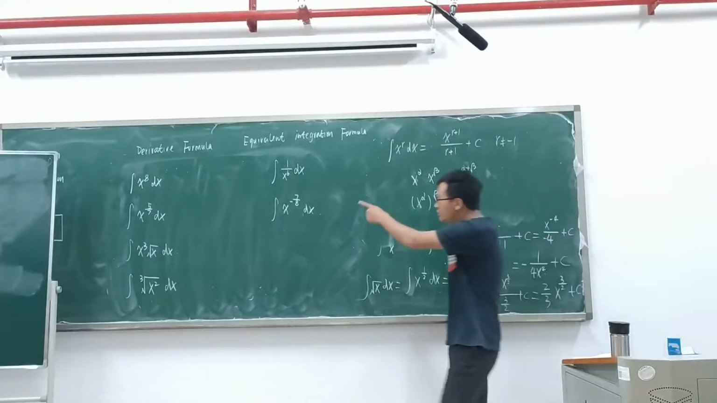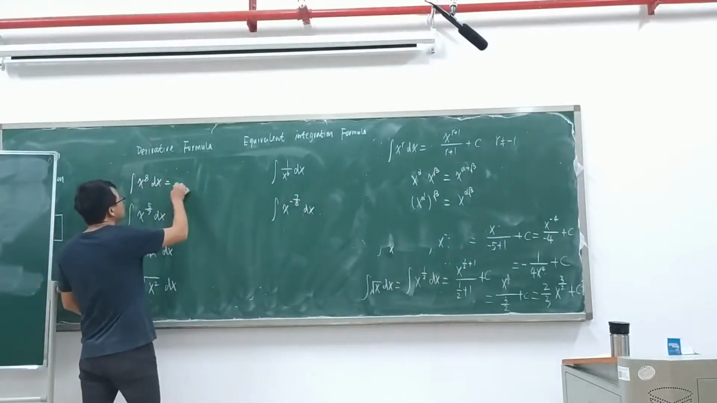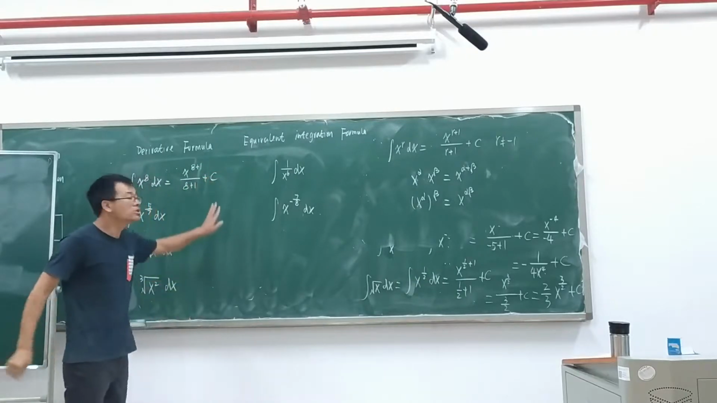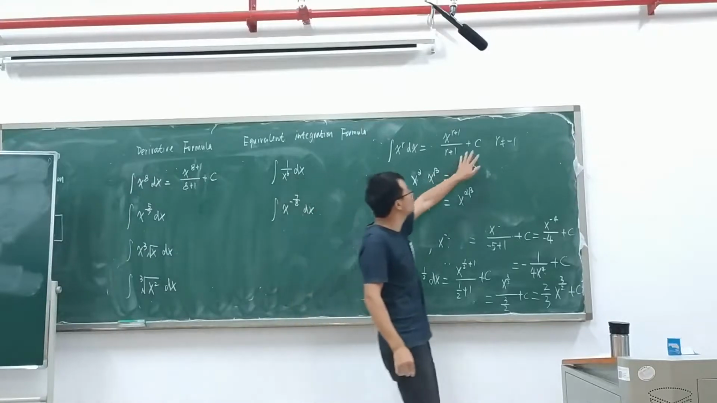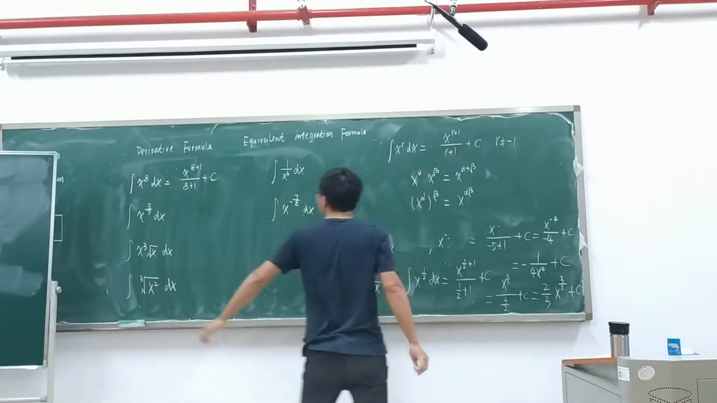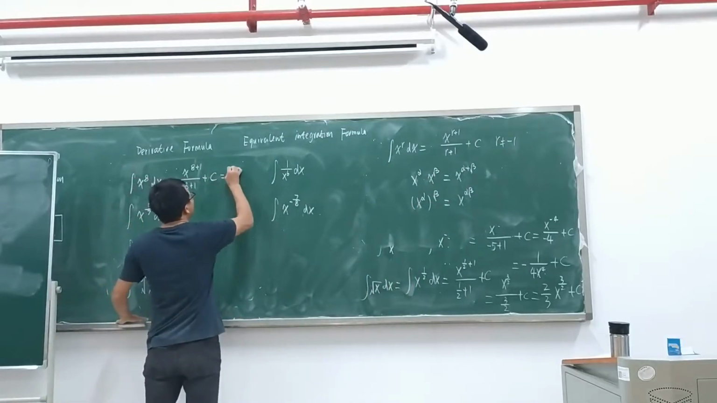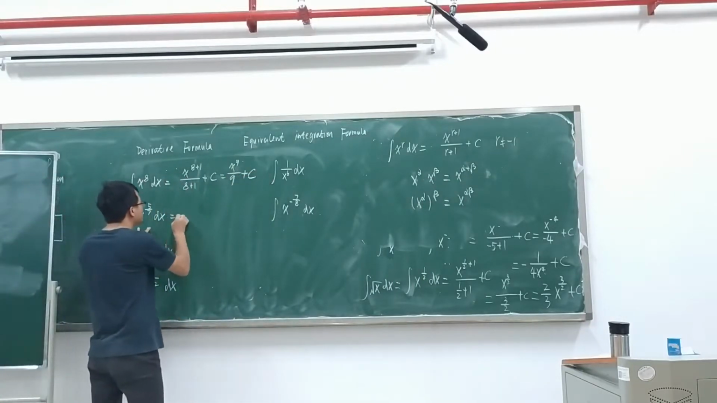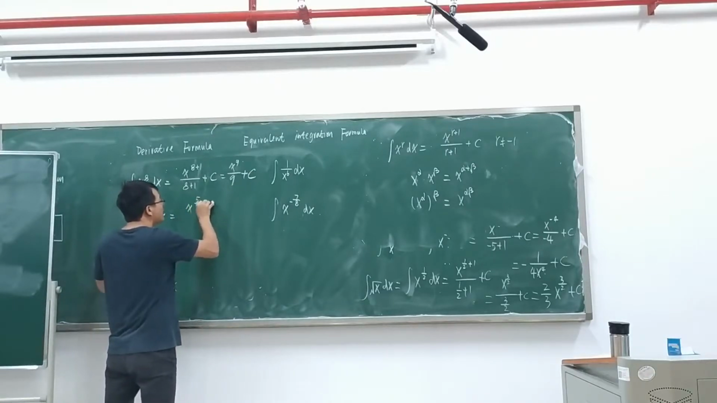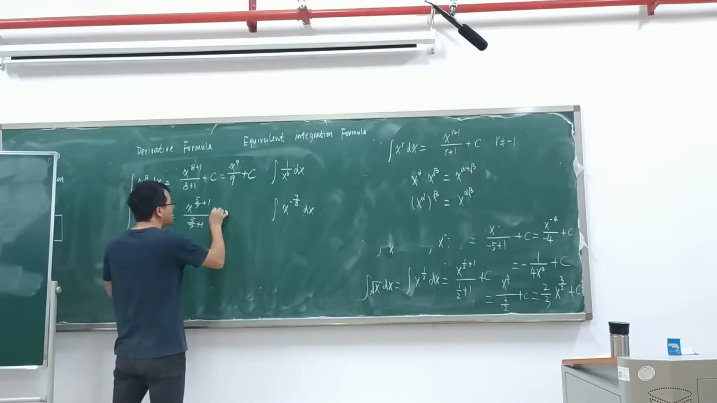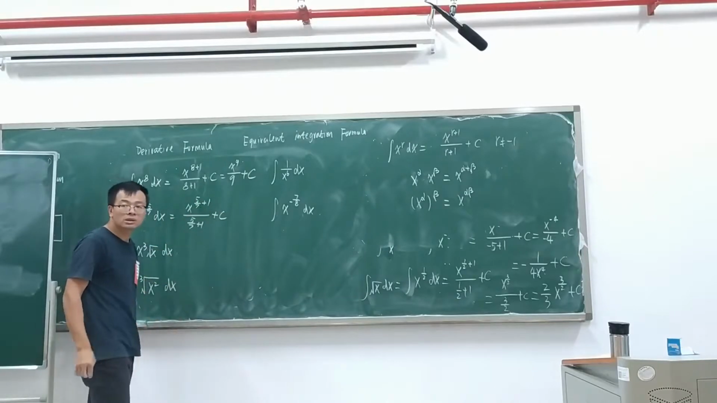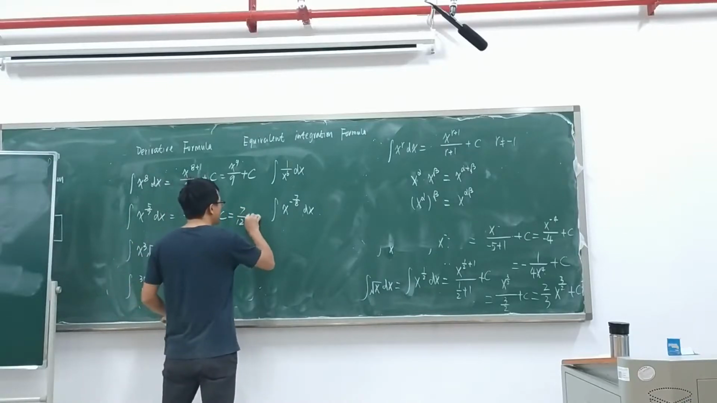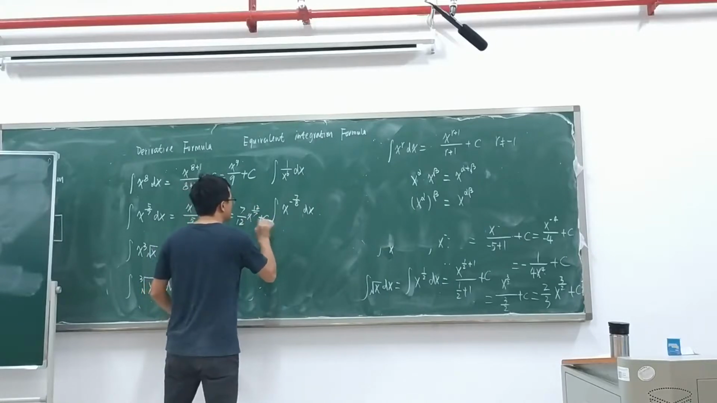So the first one equals x to the 8 plus 1 divided by 8 plus 1 plus c. Somebody forgot the plus c, so here should be plus c. So here is x to the 9th power divided by 9 plus c. The second is x to the power 5 by 7 plus 1 divided by 5 by 7 plus 1 plus c. 5 by 7 plus 1 is 12 by 7, so here is 7 by 12 x to the 12 by 7 plus c.